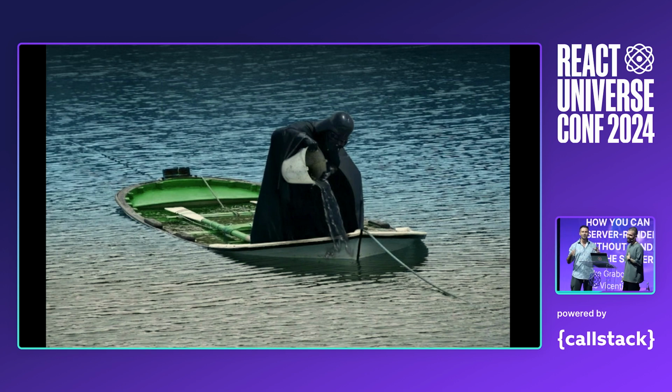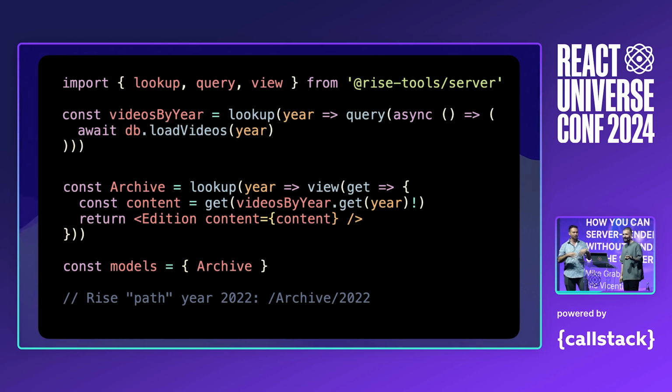All right, let's go into a little bit of a deeper example that shows how they come together. Yeah, this is an example of it all together. So first, we can combine lookup and query together. That's how we load videos by year, so you can load something based on a param. Then you can combine lookup with a view, and that's how you display something specific depending on the param. And at the very end, you register it on a models object.